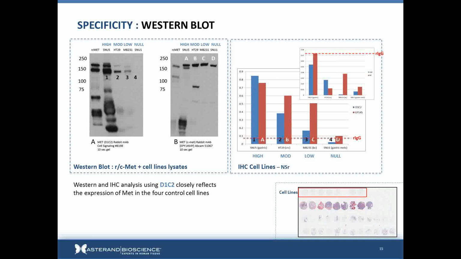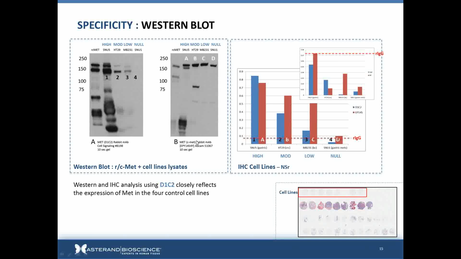The histogram on the right shows data from the immunohistochemical analysis of the cell lines in the validation array, the NSR values for each cell line probed with both antibodies. And there again, there appears to be a difference in the staining intensities across each of the cell lines for the 2 antibodies tested. The inset data shows the negative control, the rabbit IgG, the maximum intensity of which is superimposed on the main histogram, and you'll see it's at a very low level, such a level which doesn't interfere with the interpretation of the specific staining.